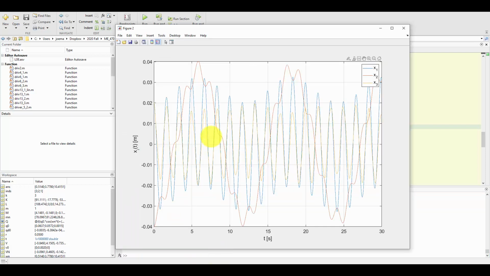It's definitely a more complicated motion than we saw for q1, q2, q3, where individually they only oscillated at a single natural frequency. These are going to all oscillate at all three, but in different proportions.